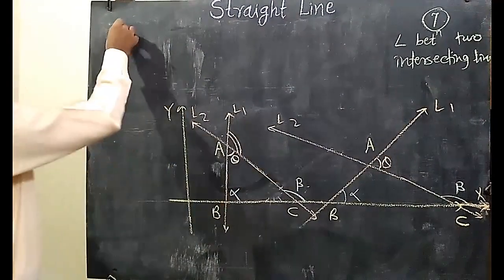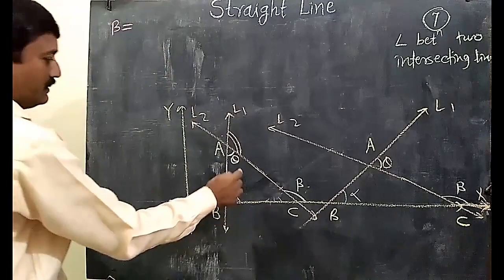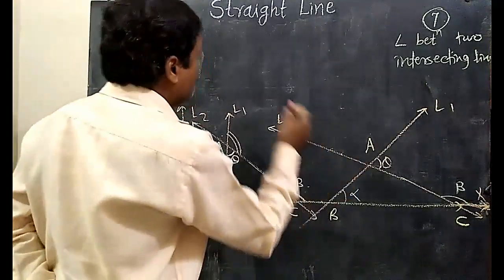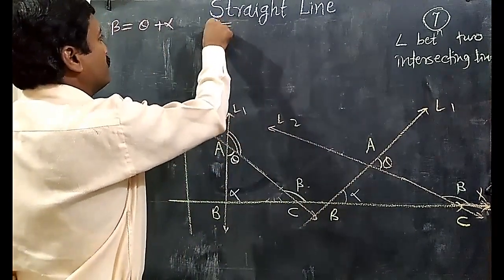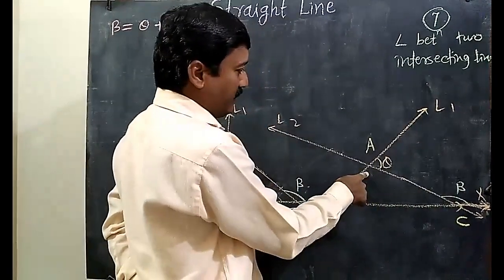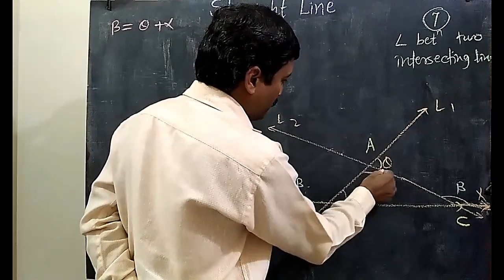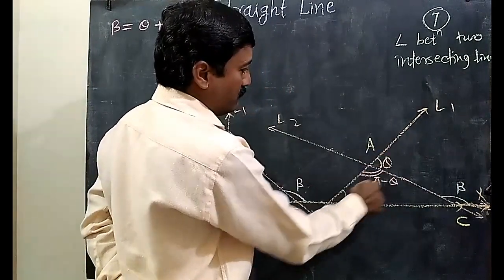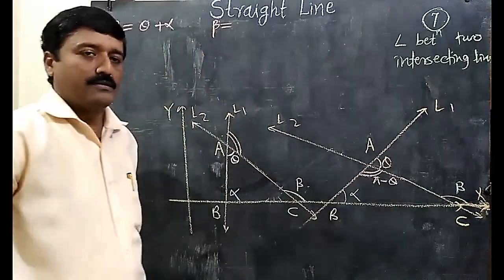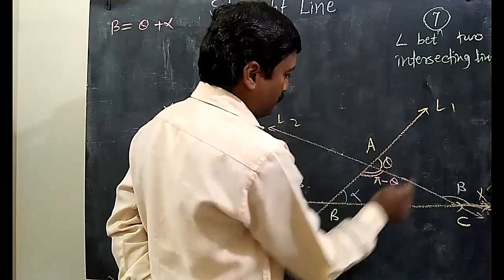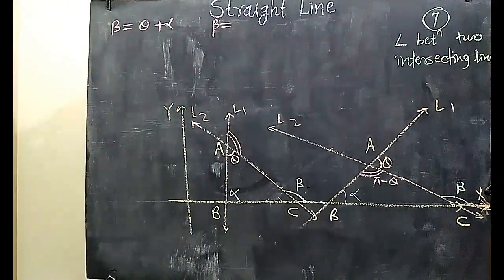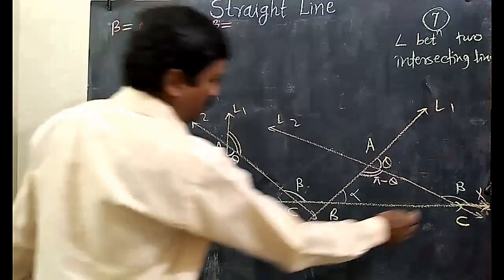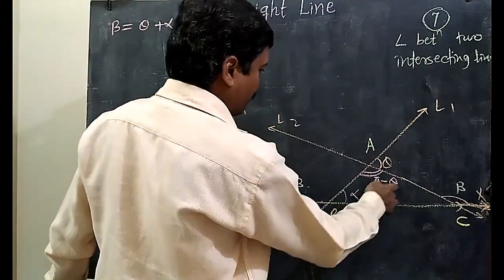That beta is equal to alpha plus theta, or theta plus alpha. Here we get beta is equal to, now the internal angle here is pi minus theta, because the total angle is 180, 180 means pi. So pi minus theta is the internal angle of triangle ABC. This is the external angle. So here beta is equal to alpha plus pi minus theta.